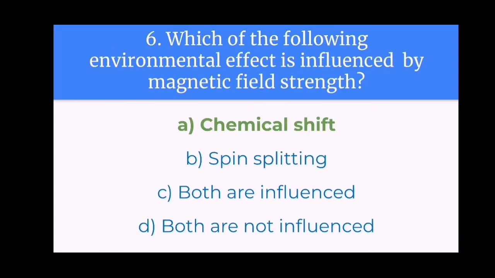Next is, which of the following environmental effect is influenced by magnetic field strength? A. Chemical shift, B. Spin splitting, C. Both are influenced, D. Both are not influenced. Correct answer is A. Chemical shift.